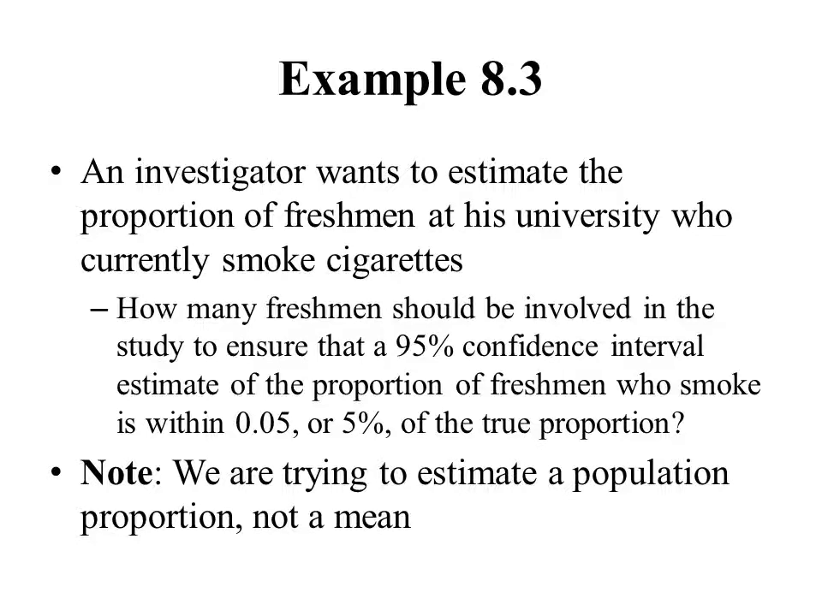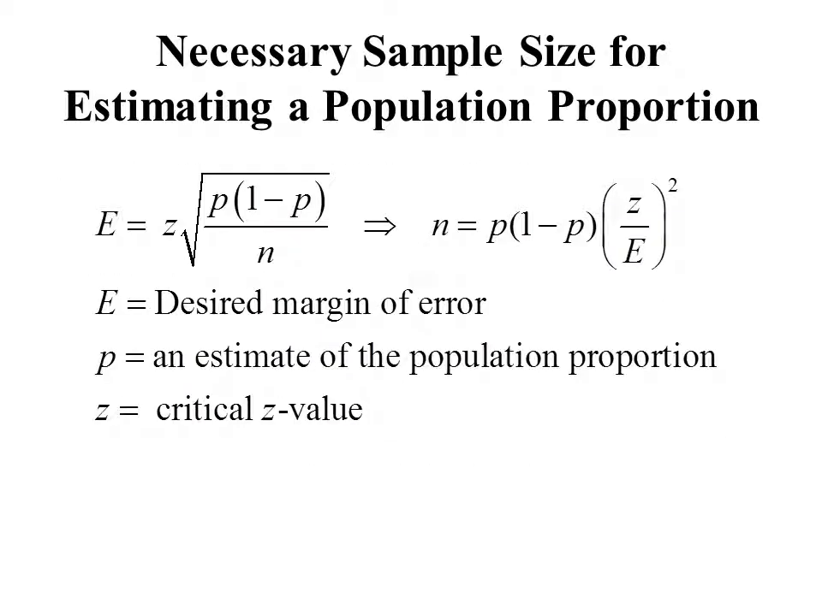Well, again, note that in this situation we're trying to estimate a population proportion, not a mean. And so the formula that we just used in the previous example doesn't apply. So we need a different formula. Now, we're not going to talk at all about where this formula comes from. The book talks a little bit about it, but this is our formula for estimating the necessary sample size when estimating a population proportion.